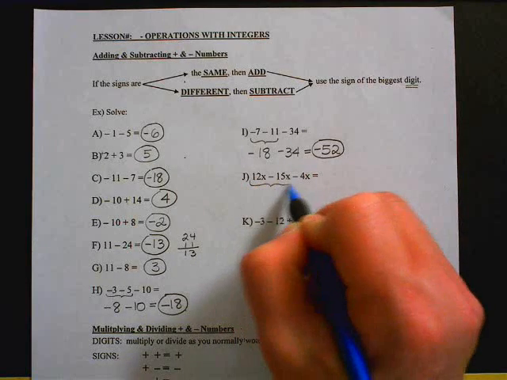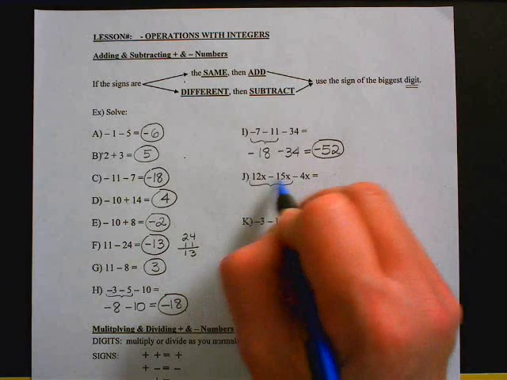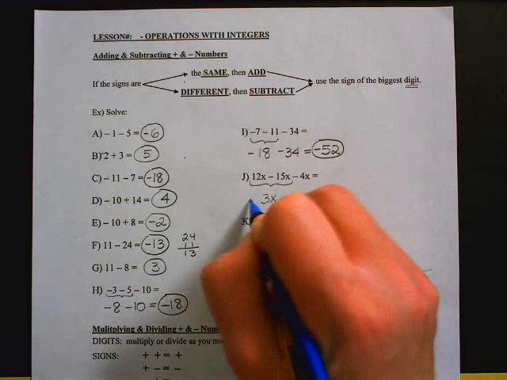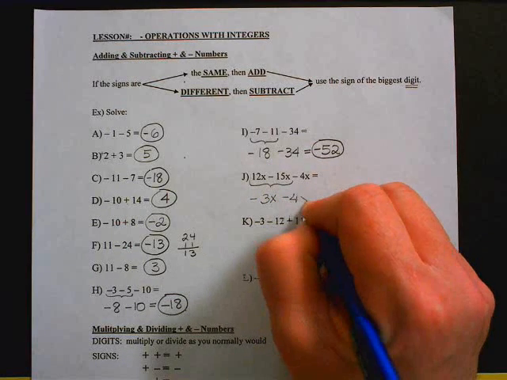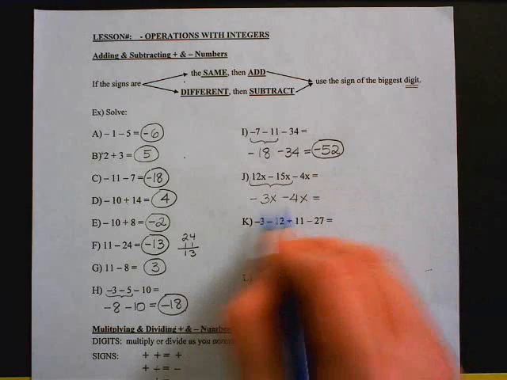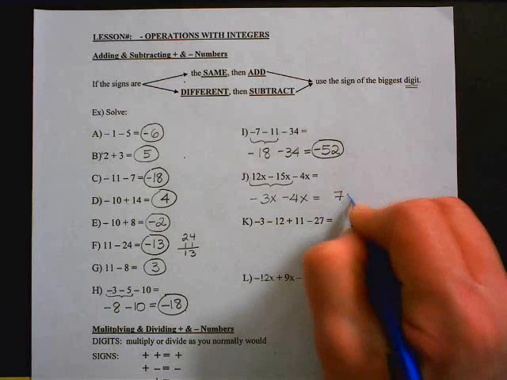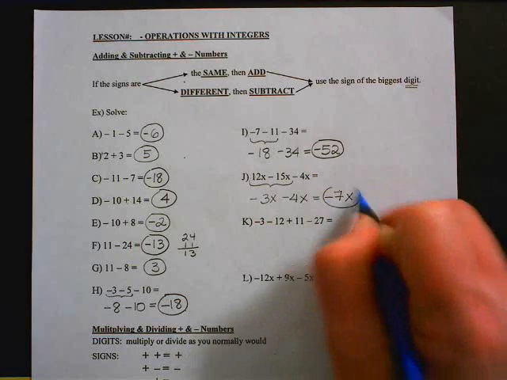Alright, next one. Signs are different because 12 is positive and 15 is negative, so it would be a 3, and it would be negative because 15 is the biggest. Bring down the 4x. Signs are the same, so I would add, and the sign of the biggest would be negative.